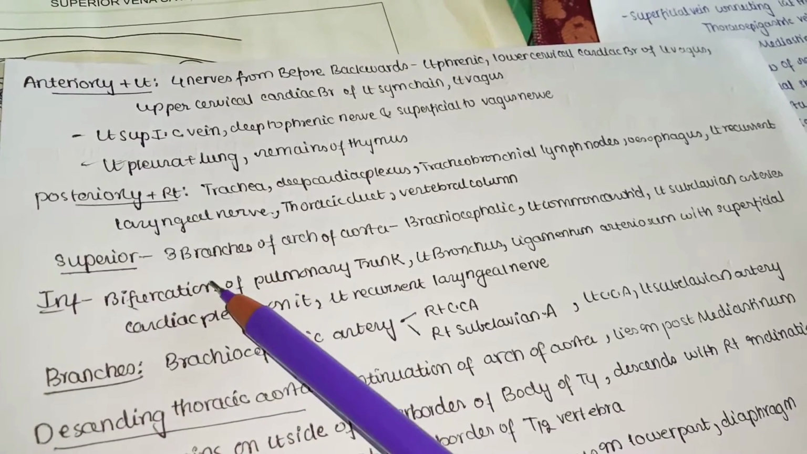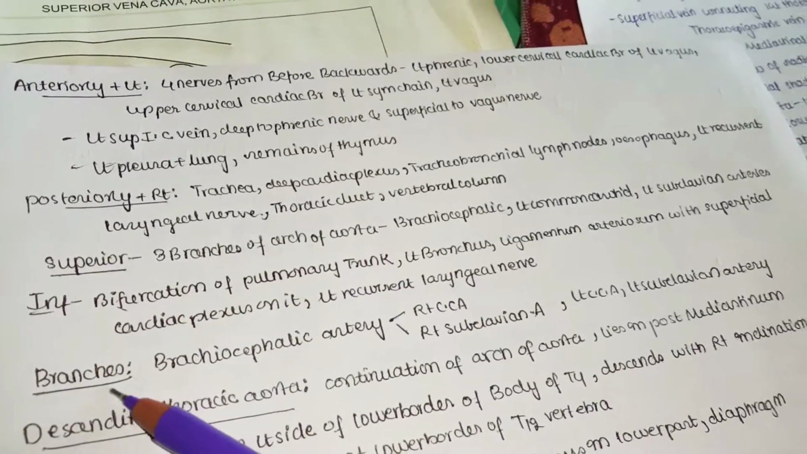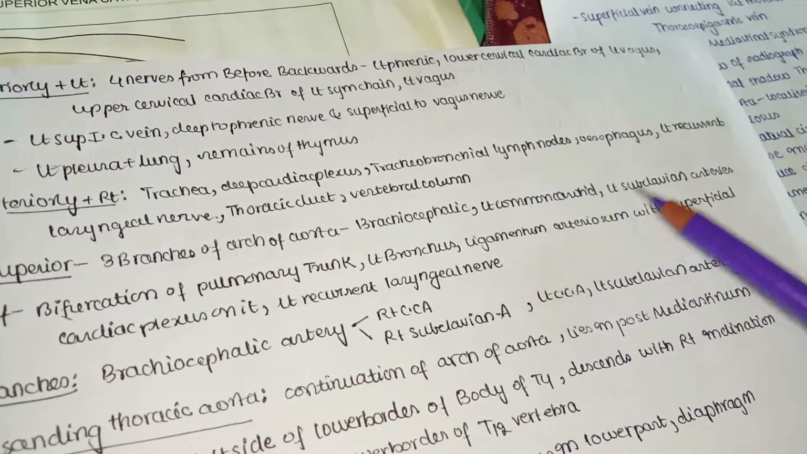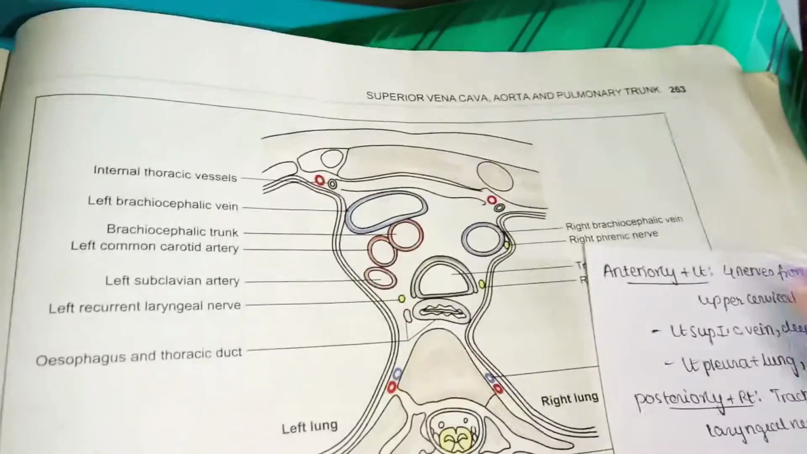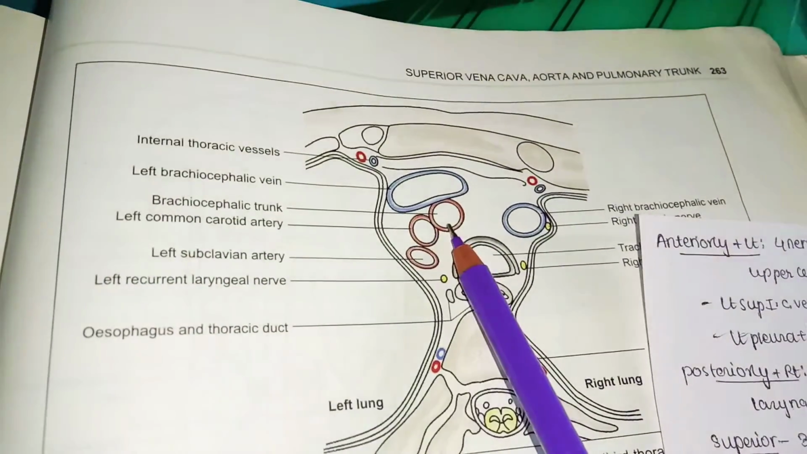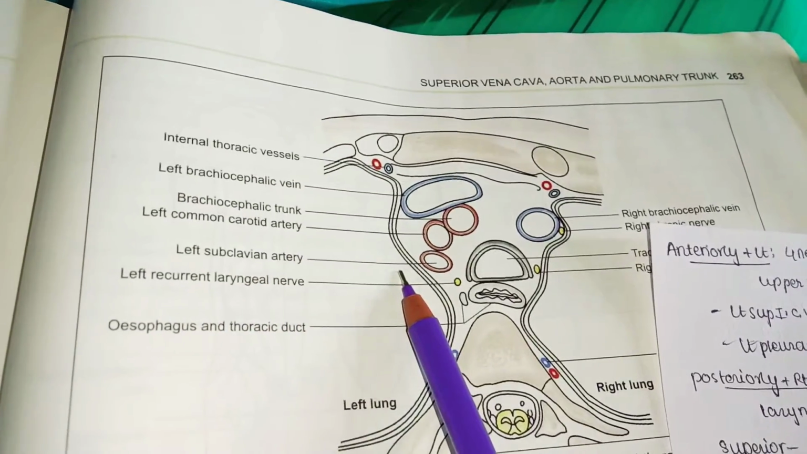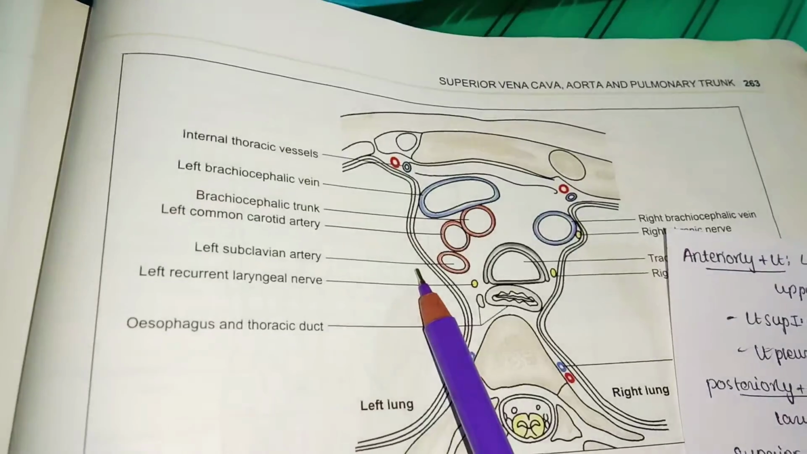Now we'll see what are the superior parts of arch of aorta, mainly three branches of arch of aorta. That is the brachiocephalic, left common carotid, left subclavian arteries. So we will check out in the diagram. You can see here the superior structures are brachiocephalic trunk, left common carotid, left subclavian artery. So these are the three superior branches of arch of aorta.